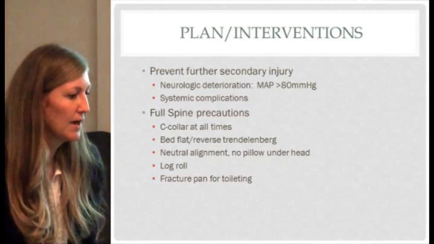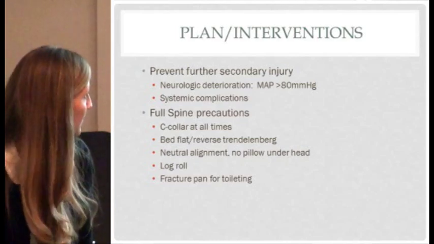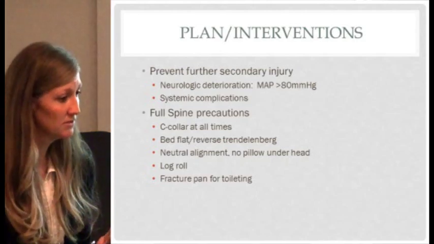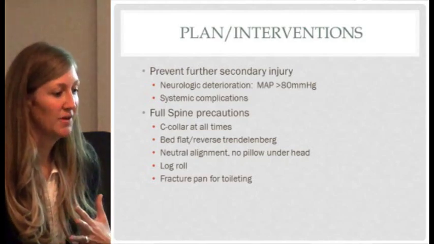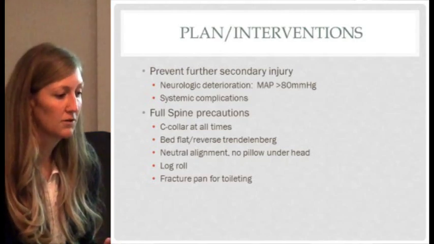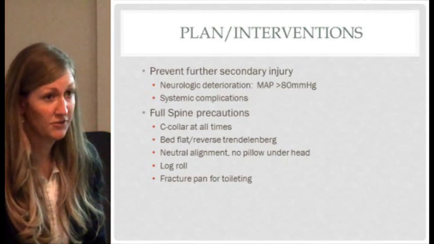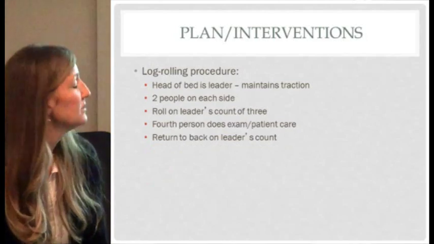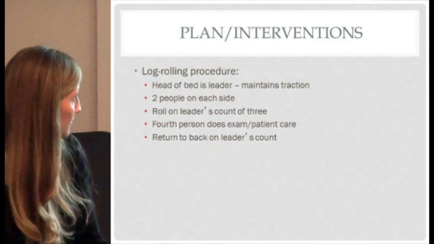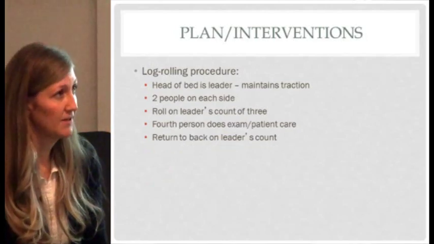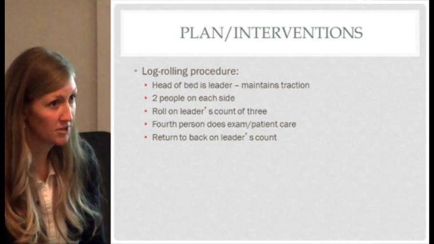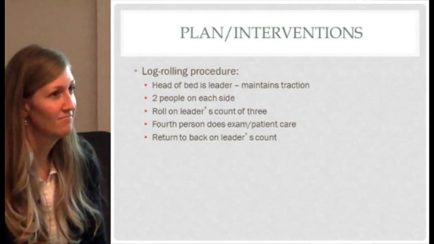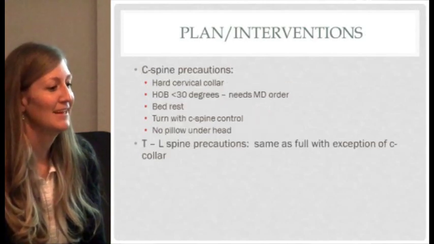So we need to keep a MAP of greater than 80 to prevent neurologic deterioration. And of course, full spine precautions. So C-collar, bed flat, neutral alignment, log roll, and then fracture pan for toileting. And I understand that you guys are going to be practicing C-spine and full spine precautions, so I won't go too in detail with that. But log rolling should have at least 3 people to turn at the same time. That's what I'm going to say about that.